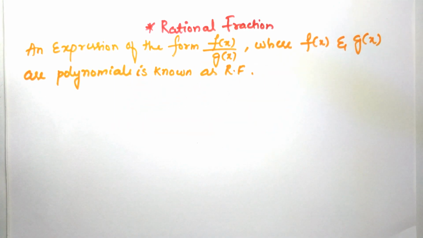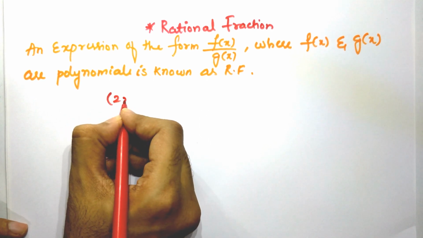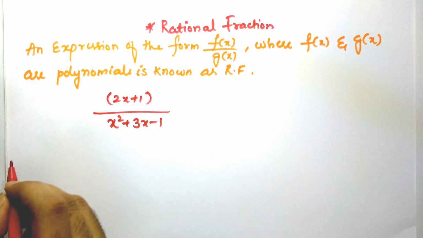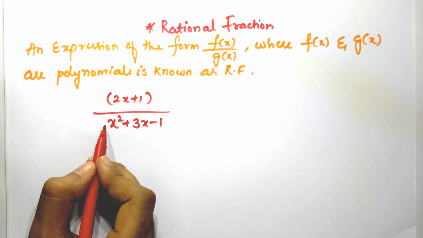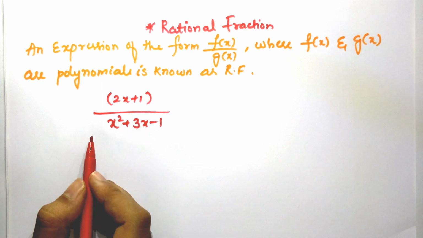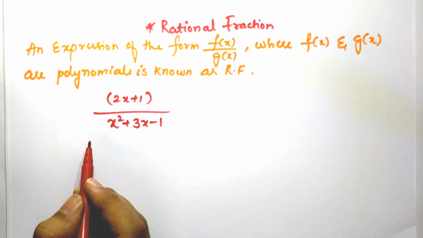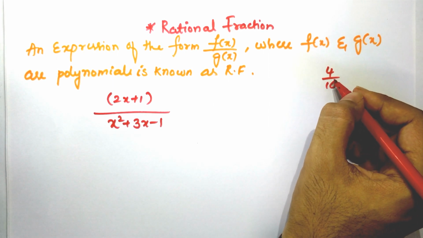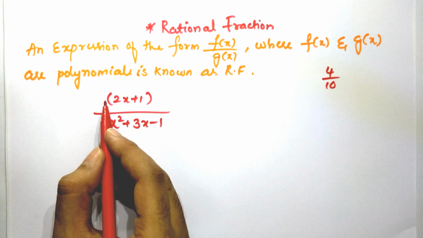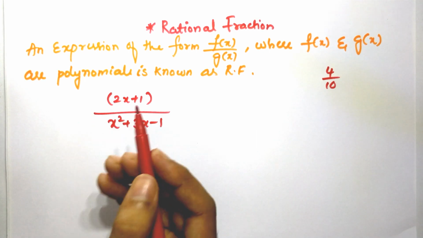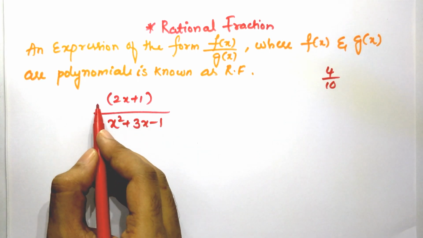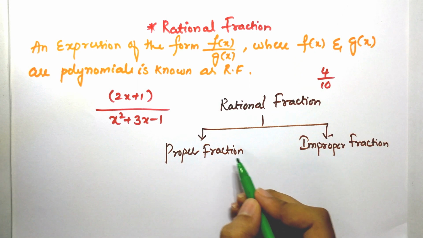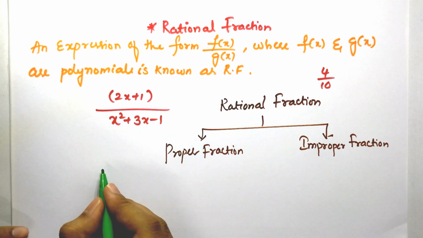For example, 2x plus 1 by x square plus 3x minus 1. As you can see, the numerator and denominator contain polynomial expressions, so we call this a rational fraction. If we have numbers like 4 by 10, we call this a fractional number or fractional value. Instead of numbers, if we have polynomial expressions, either linear, cubic or quadratic, this fraction has been classified in two ways: one is proper fraction and another is improper fraction.